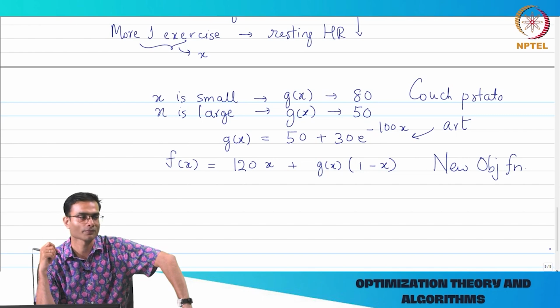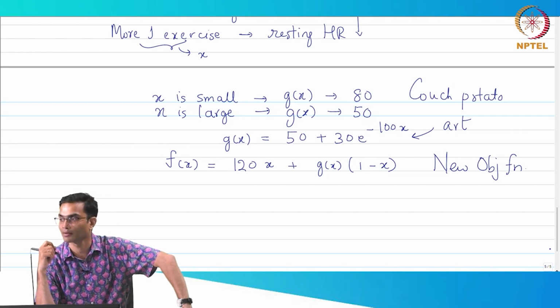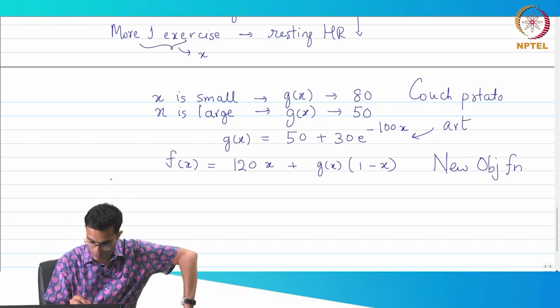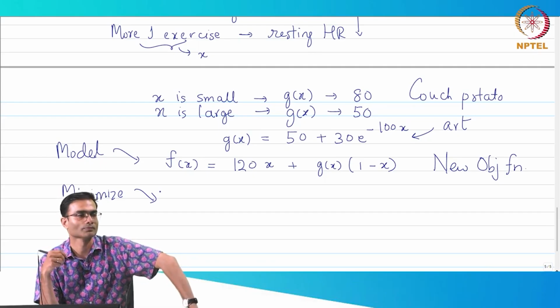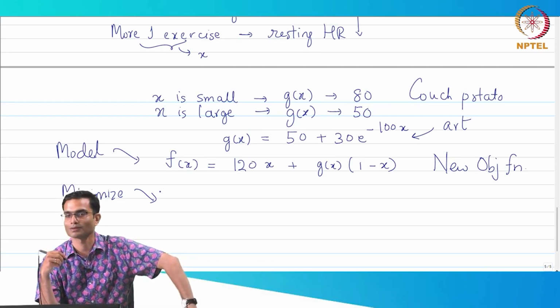This is the number of beats in a day, right? I want to minimize it. So this is the model. Now I want to minimize it. You could solve this problem in class 12. What would you do? f'(x) = 0.